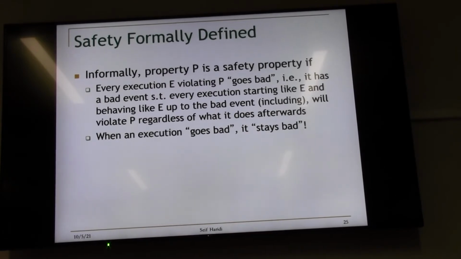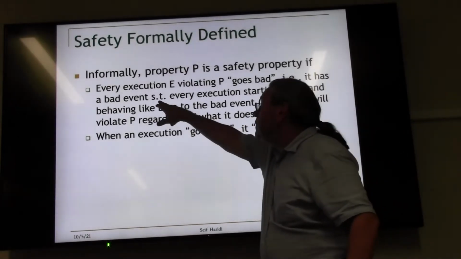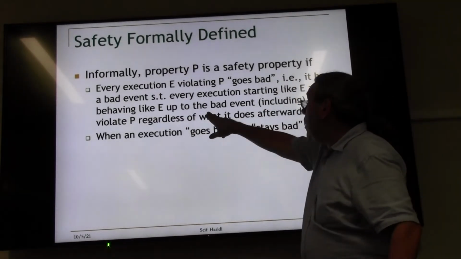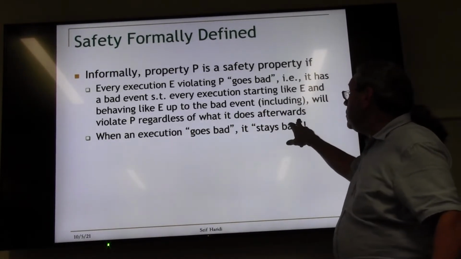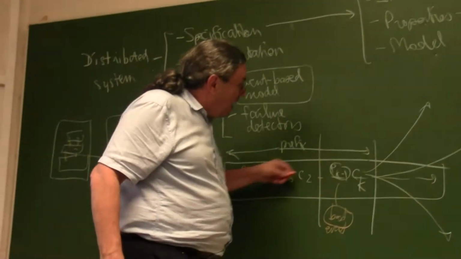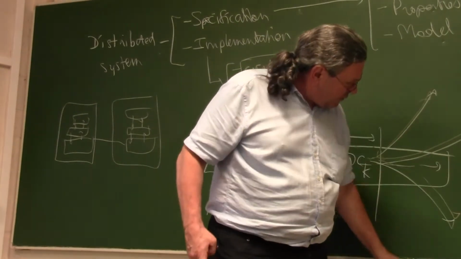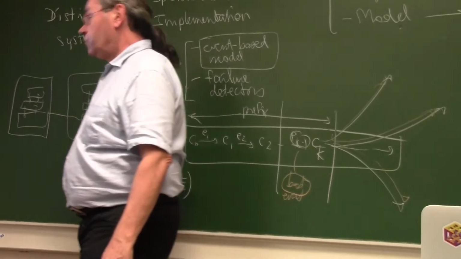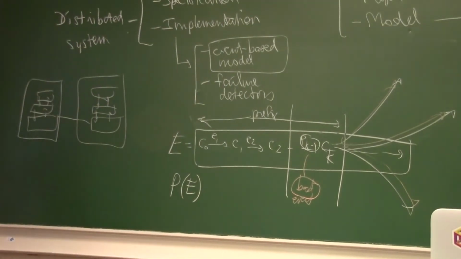So a property is safety if you want to violate it, if you want to be not safe, then it actually breaks. The system breaks at some point. There is a bad event, such that every execution behaving up to the bad event will violate P no matter what it does. So basically, this event here is bad, okay? And anything you do after, it will stay bad. So there's a bad event somewhere, and all executions will violate safety. That means you cannot fix the system. When an execution goes bad, it stays bad.